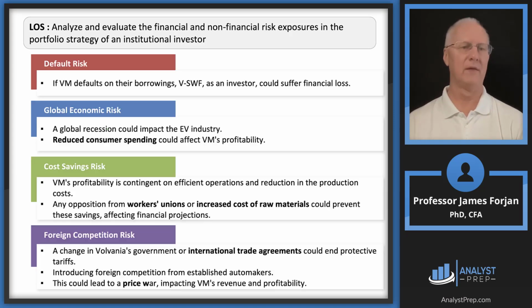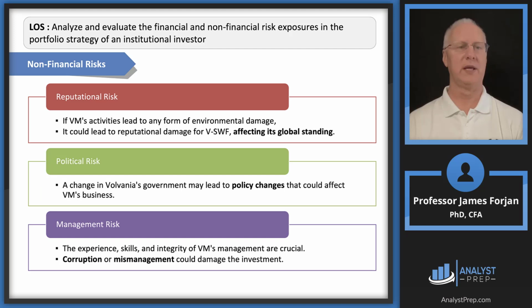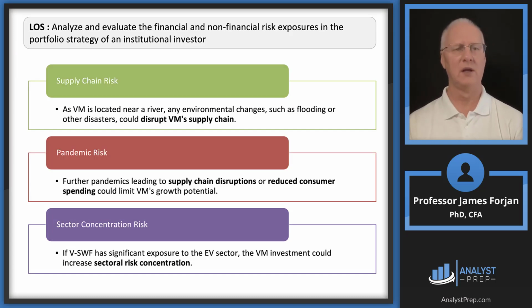Currency risk, we know about that. Default risk, yes, we know about that. Economic risk, cost savings risk, and foreign competition risk. And so that cost saving and foreign competition, that relates to the Excel spreadsheet, both on the revenue side and the operating expenses side. How about non-financial risks, reputation, political, and management risk? Those make perfect sense. Supply chain.